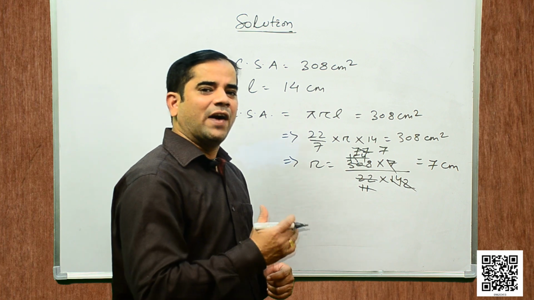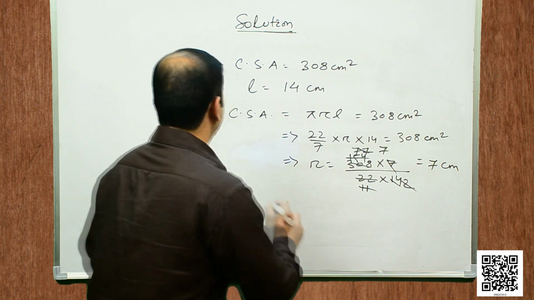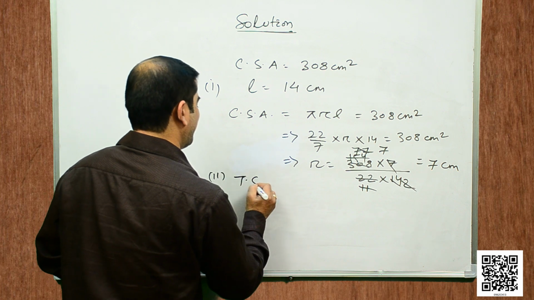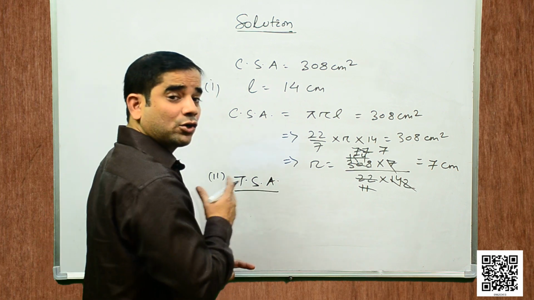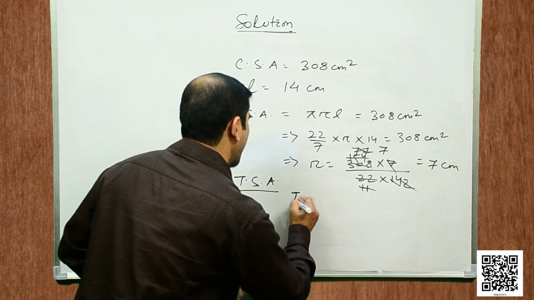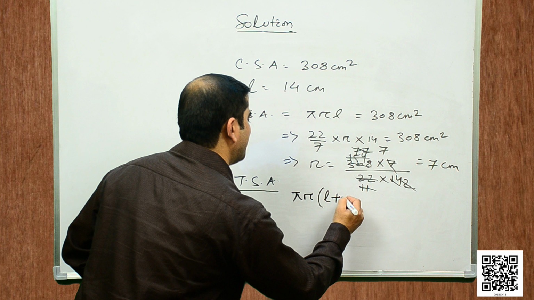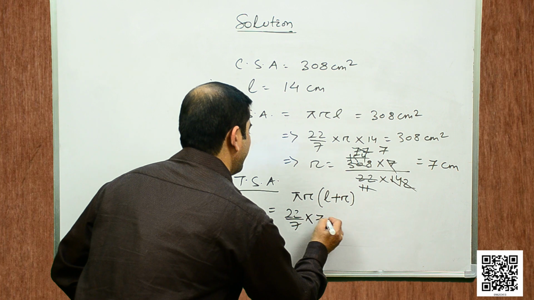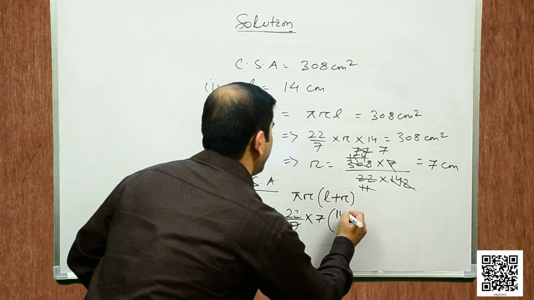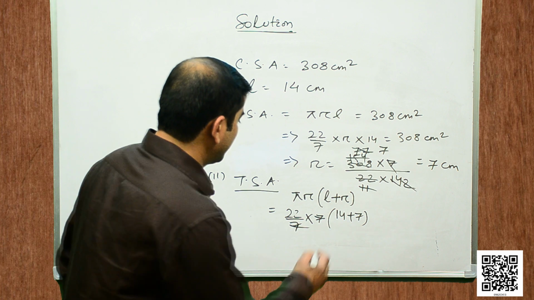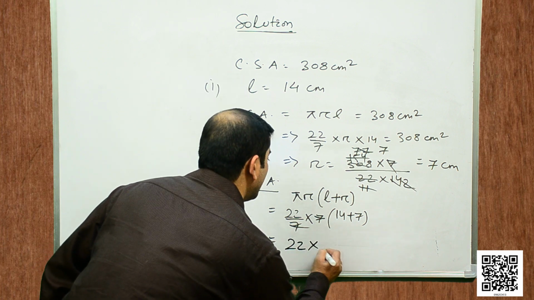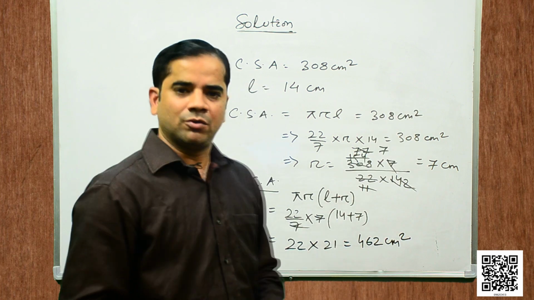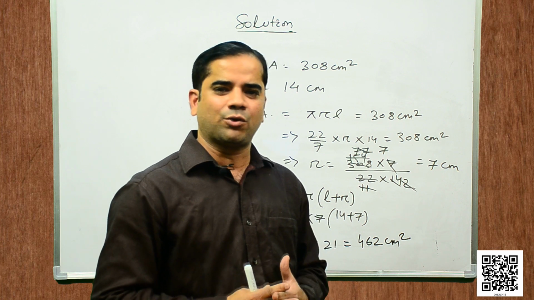Fine. Let us now find out the total surface area of the cone. So, this is bit 1. Bit 2 asks for total surface area. For total surface area, the formula is pi r whole multiplied by (L plus r). Let us substitute the value. 22 by 7 into 7 whole multiplied by (14 plus 7). So, this is equal to 22 into 21. So, 462 centimeter square. Okay, students, hope you understand the solution for this question.